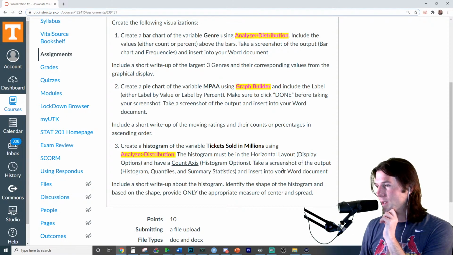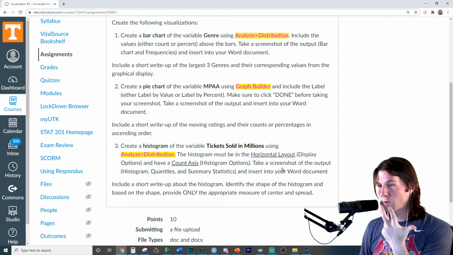We put it in horizontal layout. We got the count axis. We took the good screenshot, include a short write-up, identify the shape of the histogram. So we talk about the modality, the skewness, the gaps or outliers.